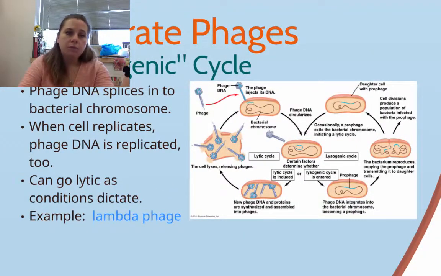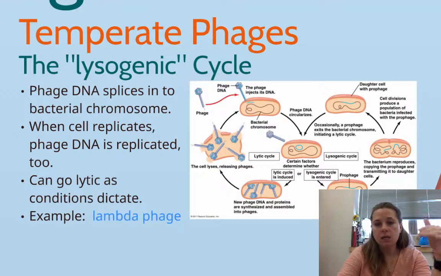Then you have temperate phages, this lysogenic life cycle. The phage DNA will splice into the bacterial chromosome. Then when it replicates, the DNA is also replicated, and you can have lytic, as needed, you can make it. So it's not constantly made and then busted out. It can only go when it's necessary into its lytic cycle. It can kind of just remain in the genome until necessary.